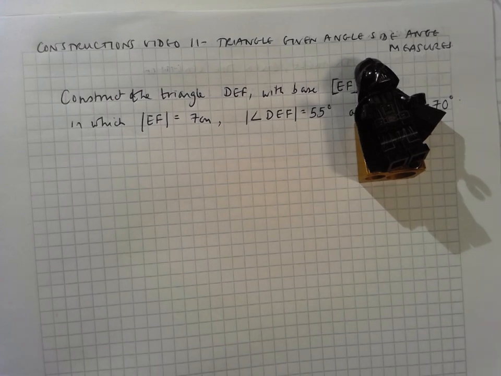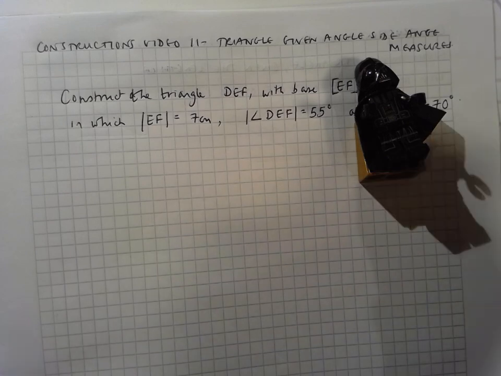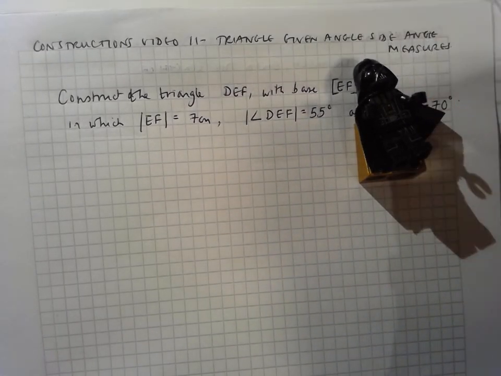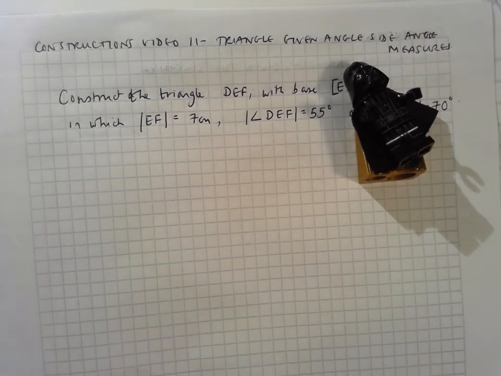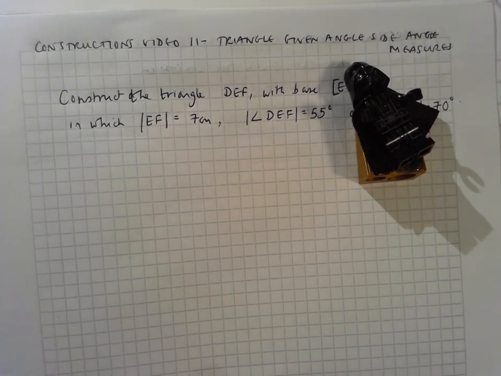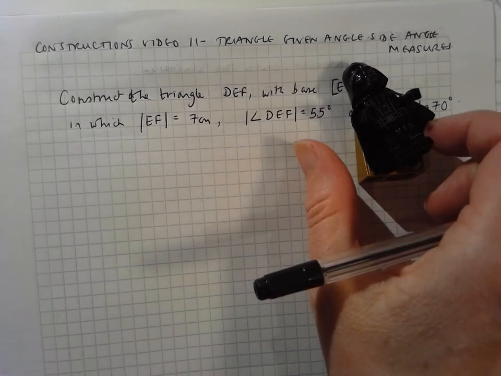This is Construction video number 11, constructing a triangle when you're given an angle, side, angle measure. Again, this links back to congruent triangles, which you may not have come across yet. Angle side angle is another of the conditions that show that two triangles are identical or congruent to each other, that they're exact copies of each other. So there's only one triangle that can be drawn with those measurements.